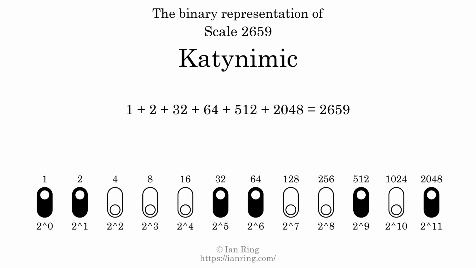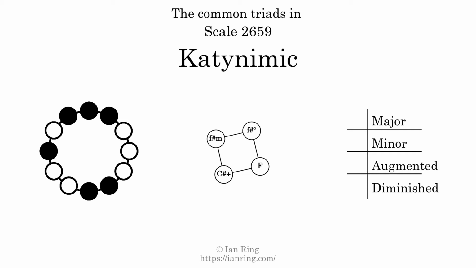2659. The scale number not only enumerates the scale with a unique index, but it also literally describes the tonal content of the scale. Represented as a binary number in base 2, the scale number is 101001100011. Here are the common triads present in this scale.